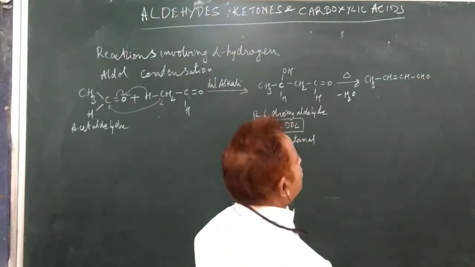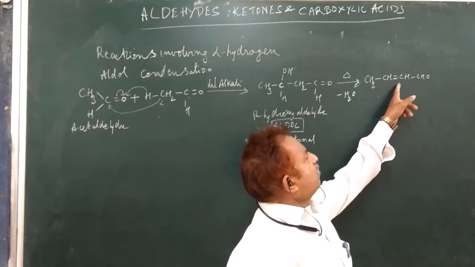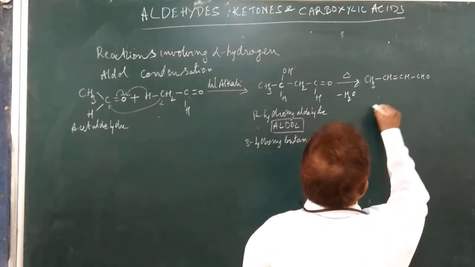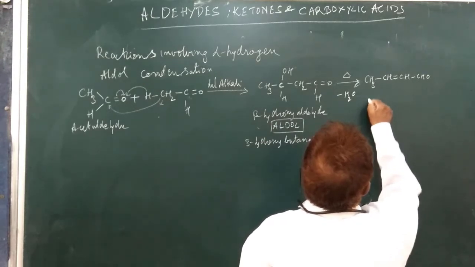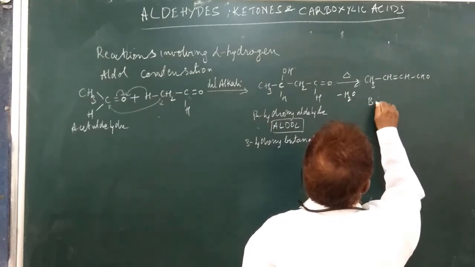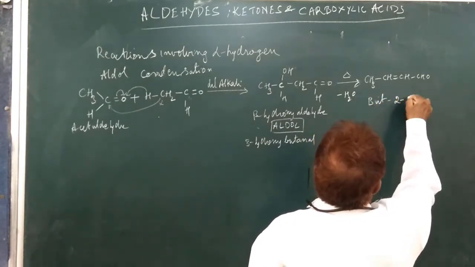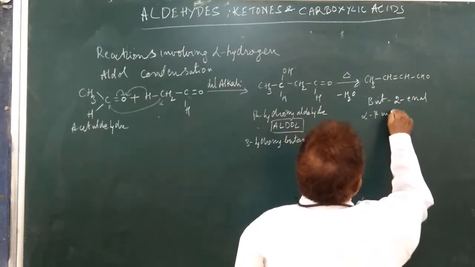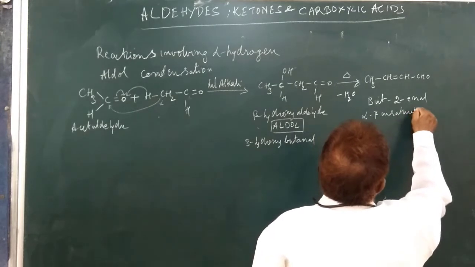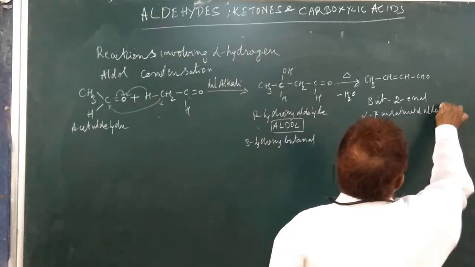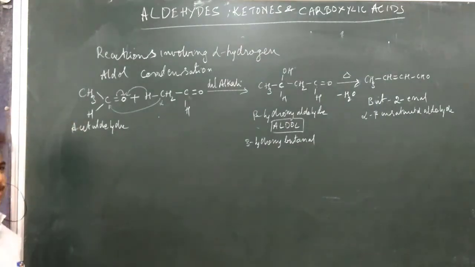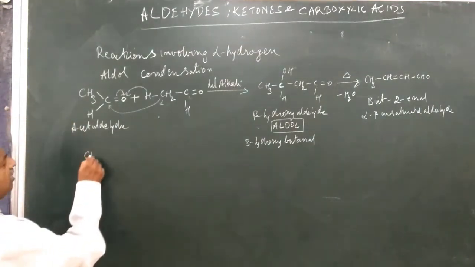Now what is this substance? This is an aldehyde, and the double bond is present on the second carbon, therefore this is but-2-enal. This is an alpha beta unsaturated aldehyde. Now let us see an example with a ketone.